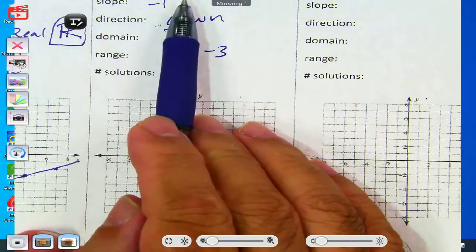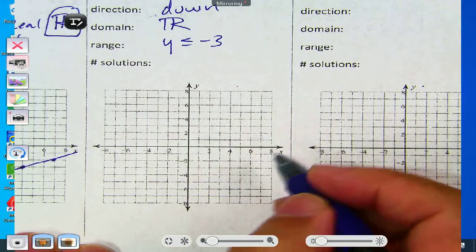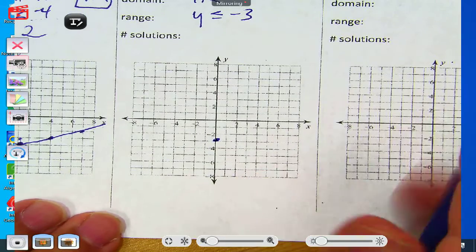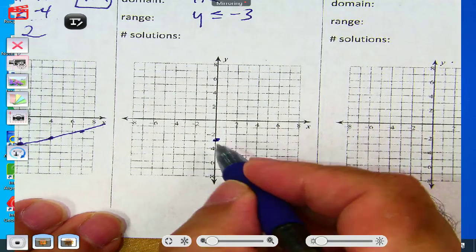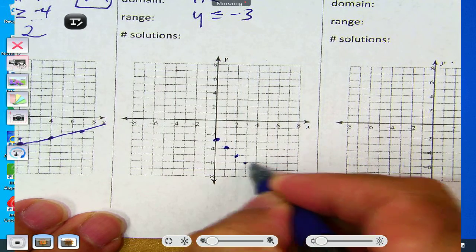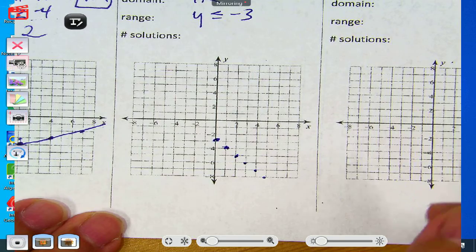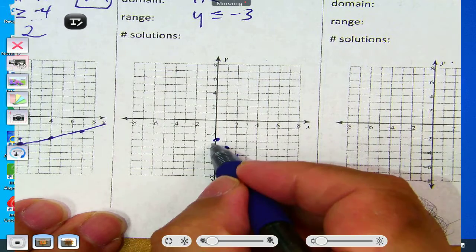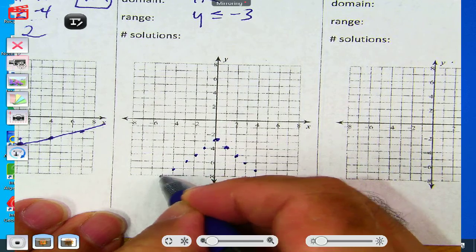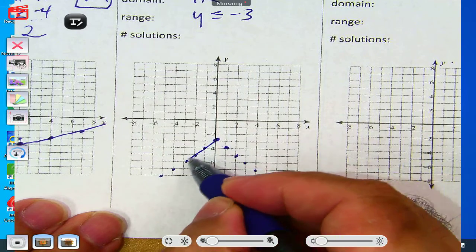So the vertex is at 0, -3. So 0, -3 is down here. Right? 0, -3 is down there. And it's going downwards, and there's a slope of -1. So it's down 1 over 1, down 1 over 1, down 1 over 1, and then it's down 1 over 1 on the other side, down 1 over 1, down 1 over 1. Okay, so there's my graph.